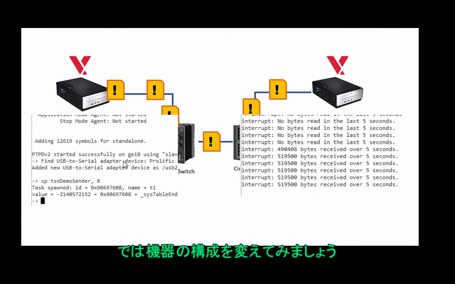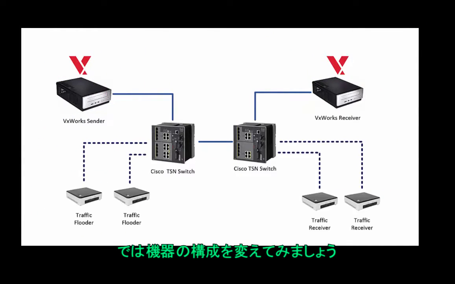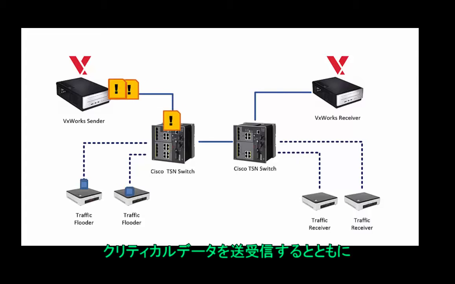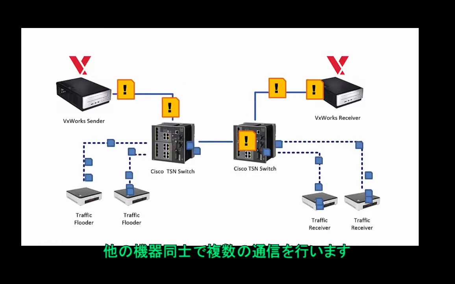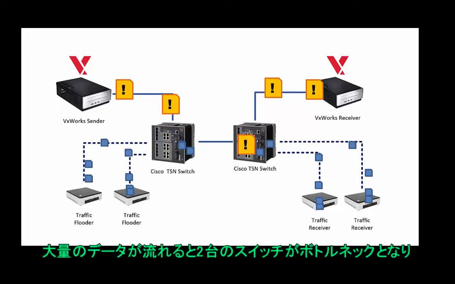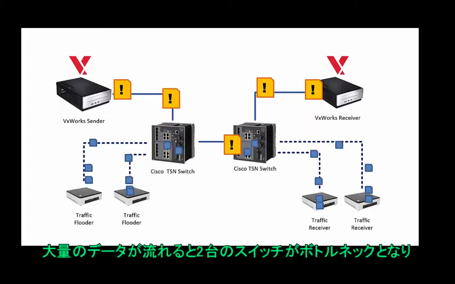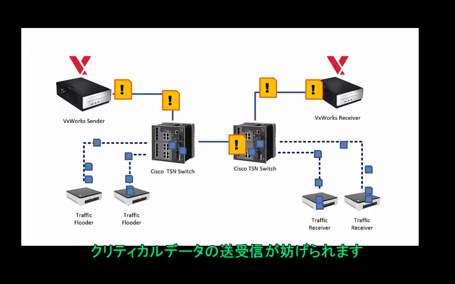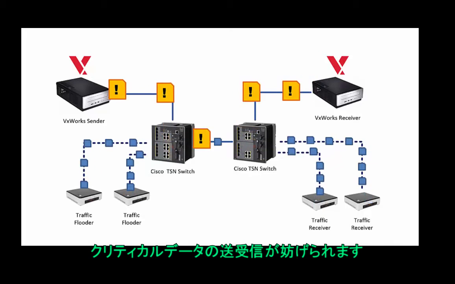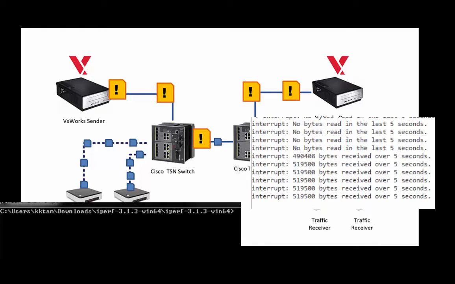So now I'm going to add more to my setup. What if I had more devices on the switches? Maybe someone with their laptop is transferring huge amounts of data from one end of the network to another. So I have my critical messages that are passing through, and then at the same time I have some other messages now flooding the rest of the network. And the line between the two switches becomes a bottleneck. So let's see what happens.